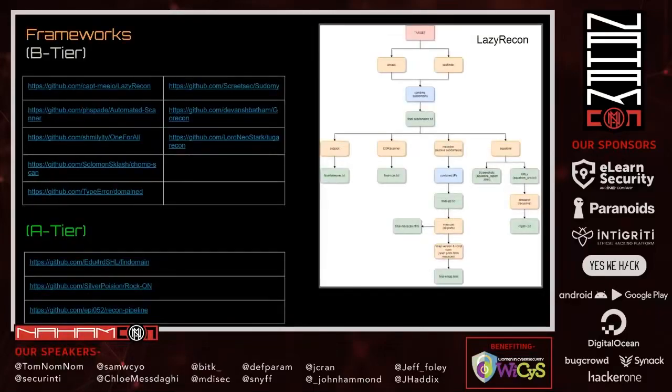Then you have B tier and A tier. Lazy Recon actually is the first one here, and it shows their workflow in the upper right hand. I'd say Lazy Recon probably fits in A tier if I had to think about it a little bit more. But there's a whole bunch in here that basically have a whole bunch more checks, and you can check them out. A tier, you're starting to get some GUIs and or just massive amounts of checks, or maybe even some writing of your own stuff, maybe even some alerting.